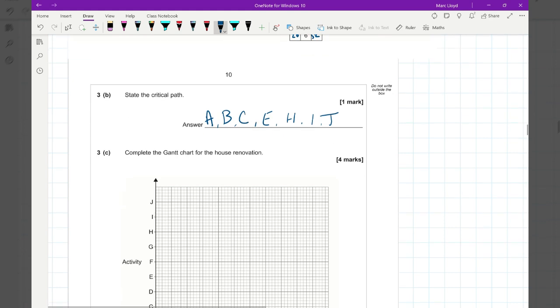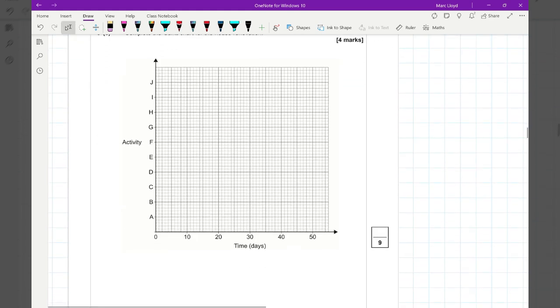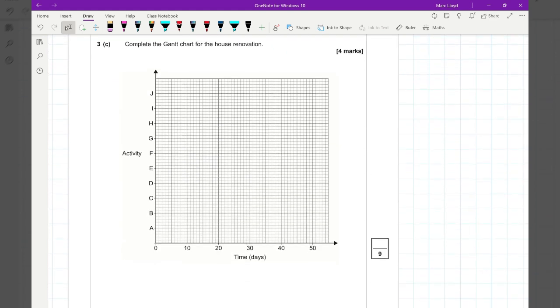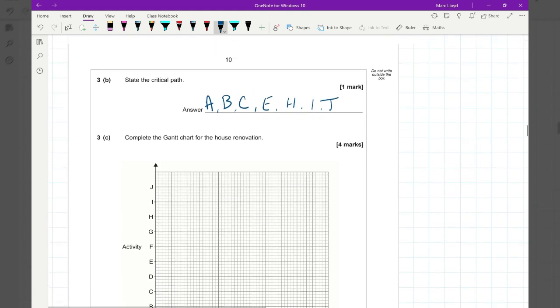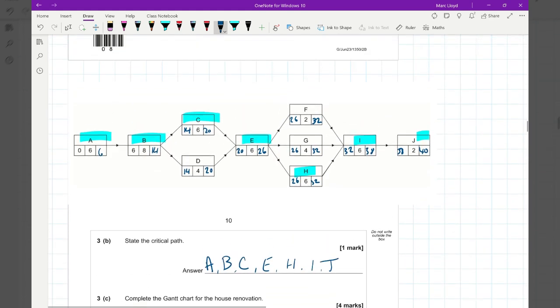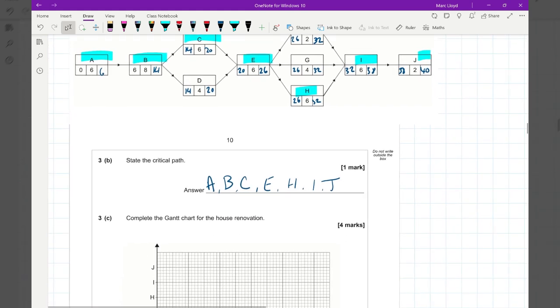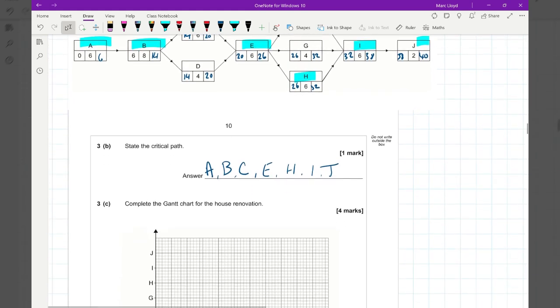Okay, complete the Gantt chart for the house renovation. So this is going to just involve me scrolling up and down a lot. A is at 0, it goes to 6. I'm going to draw this one with boxes. If you have a look at other videos, you may see that I've done them with lines. The last mark scheme I did, which was the 2017 paper, wanted it to be boxes, so it just changes its mind.